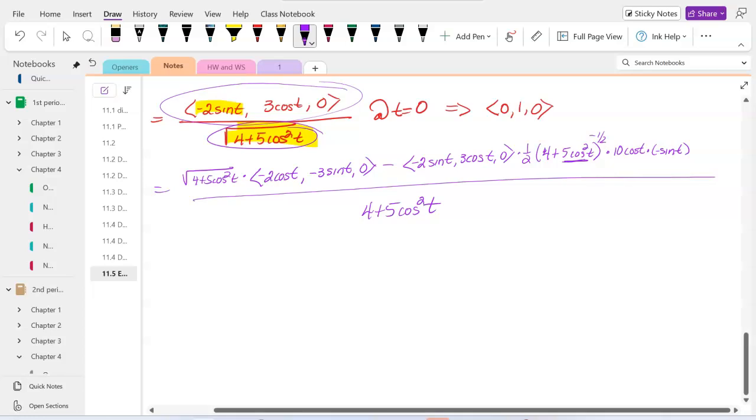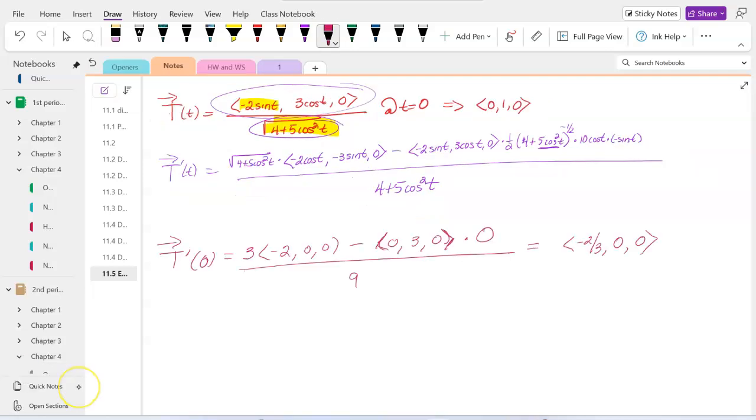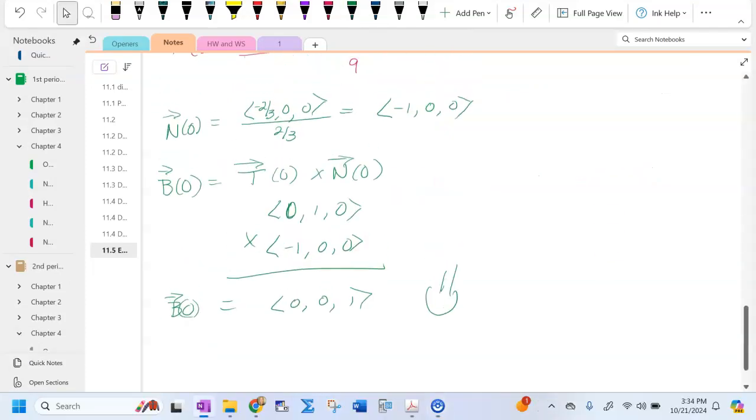All right, but we want this at 0, and that's what's going to make this a little bit better. So go ahead, plug in your 0, find your T prime of 0. All right, there we go. The above step is ugly, and this one's not so bad. So now what I'd like you to do is take some time and figure out the rest of the problem. Meaning I want you to pause the video and see if you can find N at 0 and B at 0. All right, there you go.